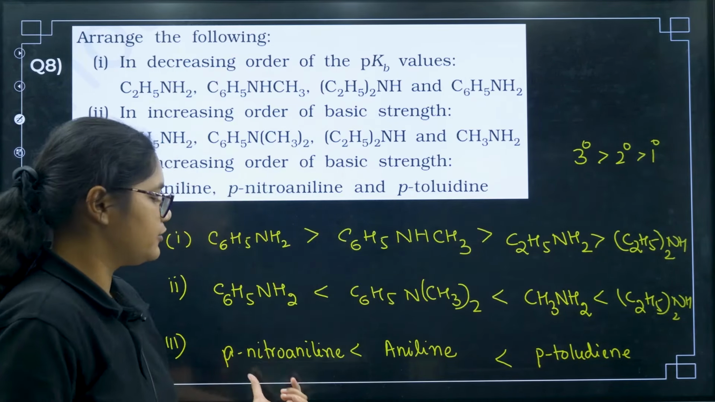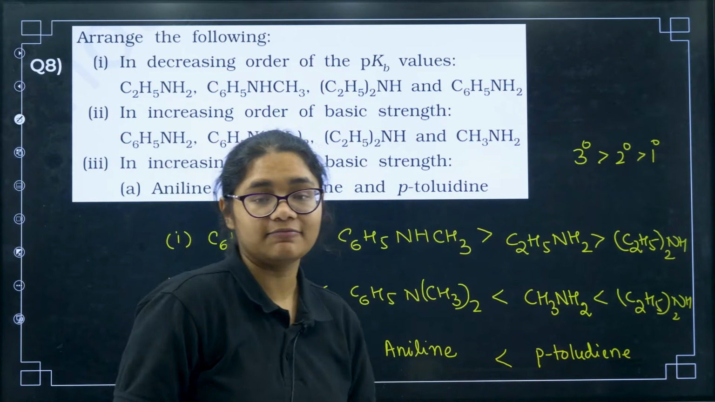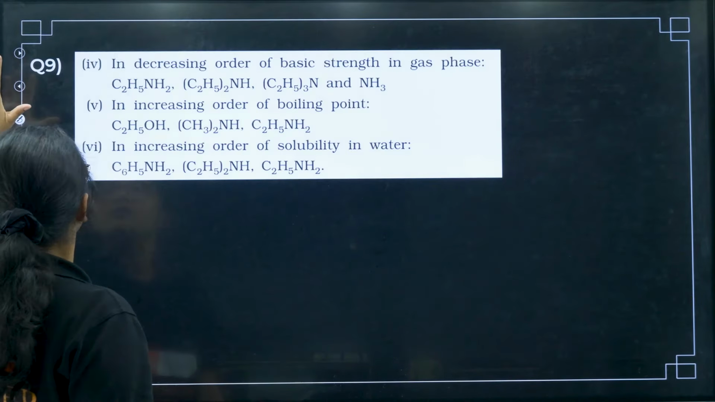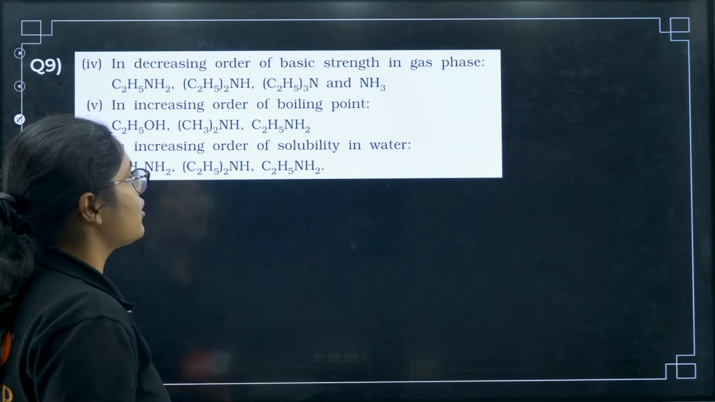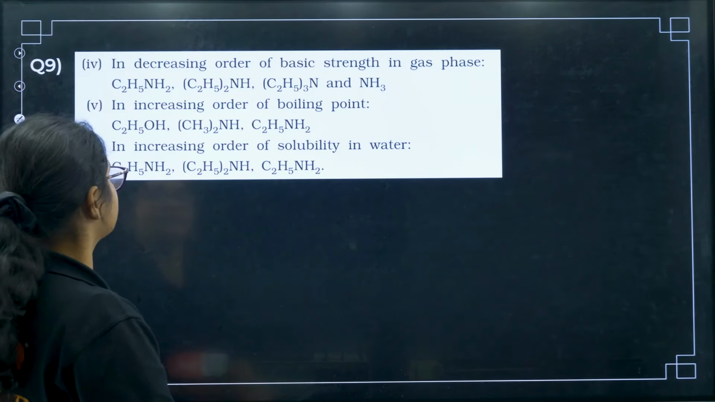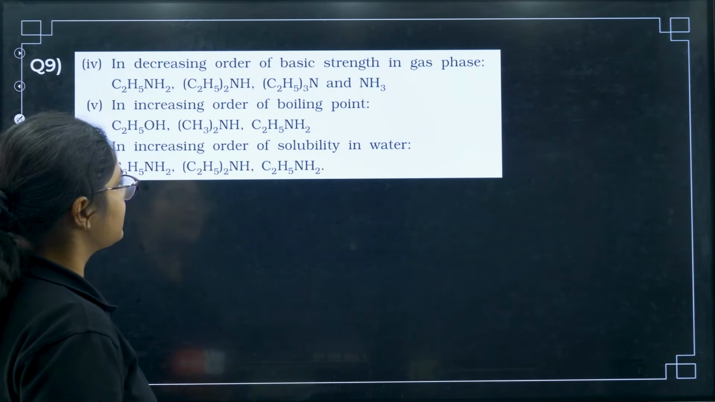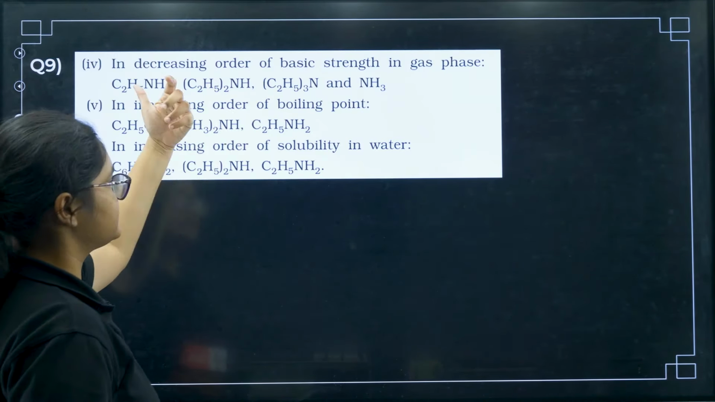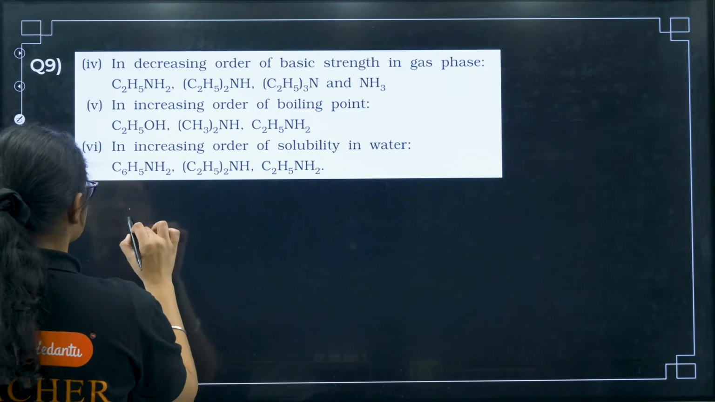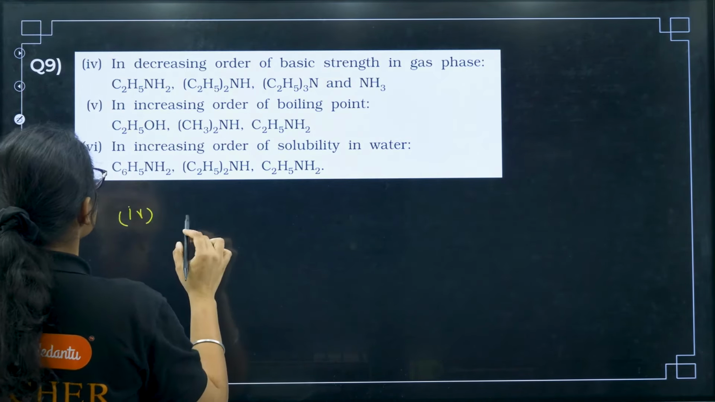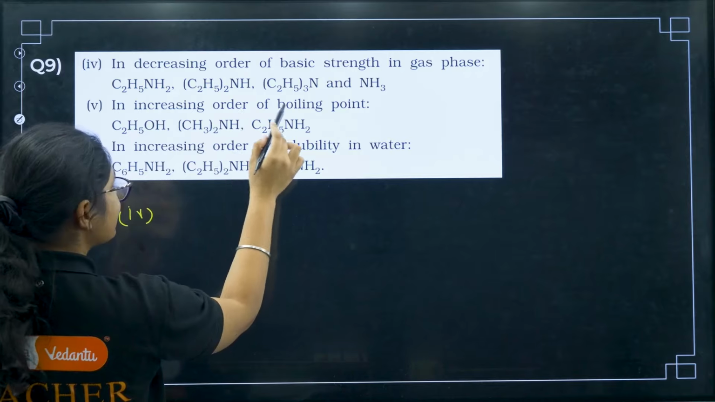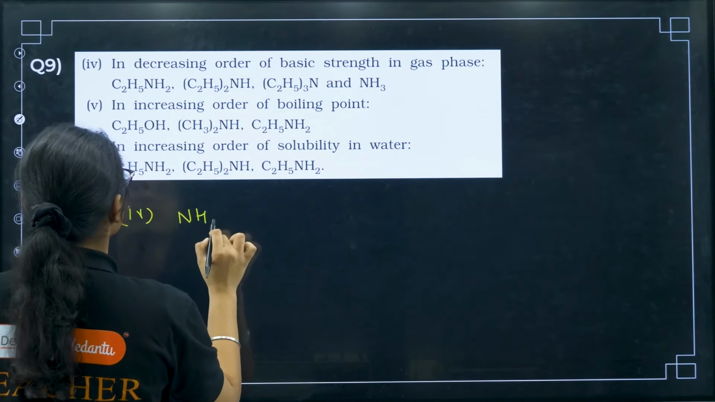Okay, paranitroaniline, then aniline, and then we have paratoluidine. Okay, next, in the decreasing order of basic strength in gas phase. So we know in gas phase what will happen, 3 degree will be highest one, then this one. So for the fourth one I can write like this, gaseous phase, right? So first one will be ammonia.